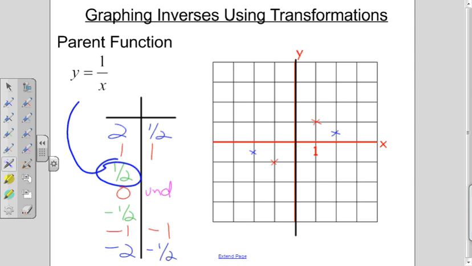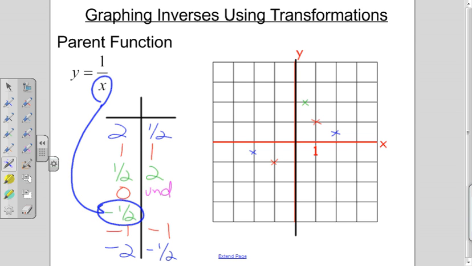If I put a half in here, 1 divided by a half, if you just do your keep, change, flip, division of fraction rules, you're going to wind up with 2. So I got 1 half over and 2 up. And then same for negative 1 half. It's not a shock. It's the same thing with a different sign. So I'm going to get negative 2. So that's going to give me negative half and negative 2 down.